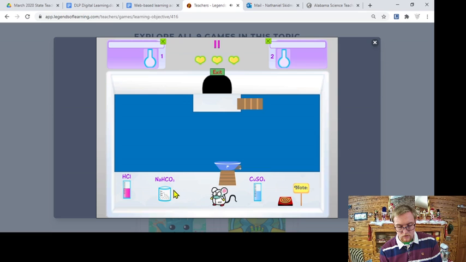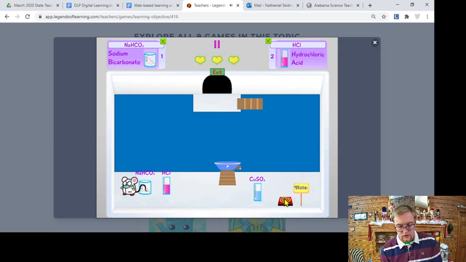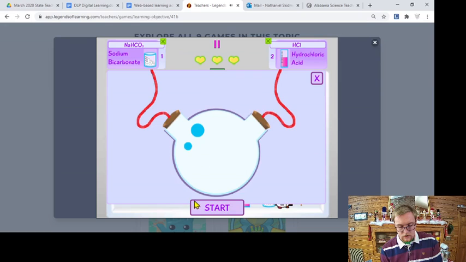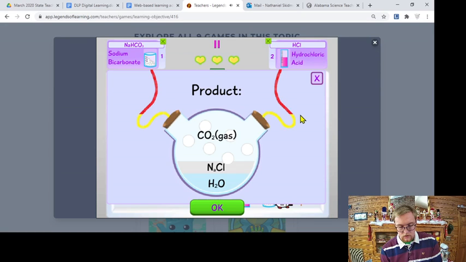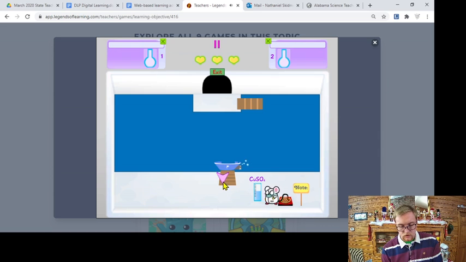Alright, so we have our sodium bicarbonate, we have our hydrochloric acid. Now let's go and react them. And we get CO2 in the form of a gas, and those are the bubbles that are going to make our boat go. We have salt and we have water. Alright, so let's go over here, let's hop on our boat, and we're going to cruise over here.